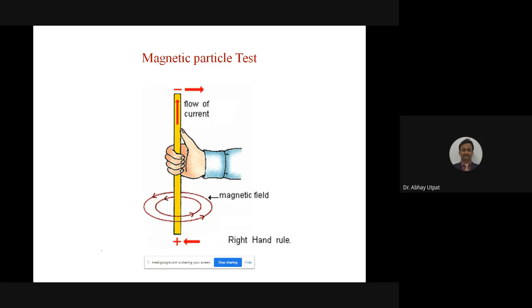Now, this is the simple right hand thumb rule. The right hand thumb rule explains that if current is flowing in the direction of the thumb, then the direction of the fingers will show the magnetic field, and vice versa. Vice versa means if the fingers show the direction of current, the direction of the thumb shows the magnetic field. So based on this principle, the magnetic particle test is working. You can just see this.